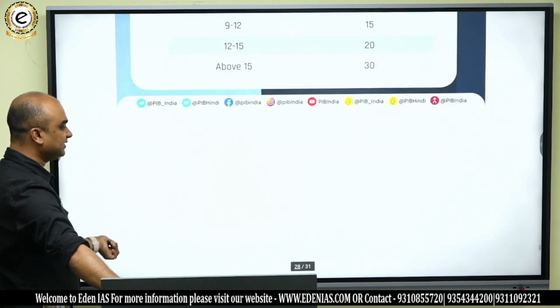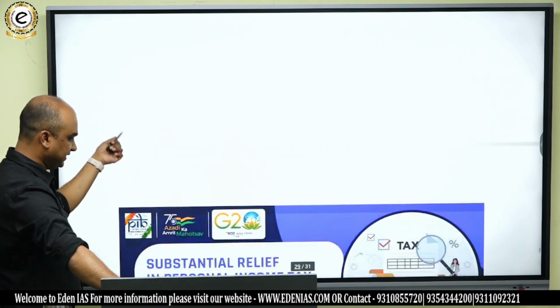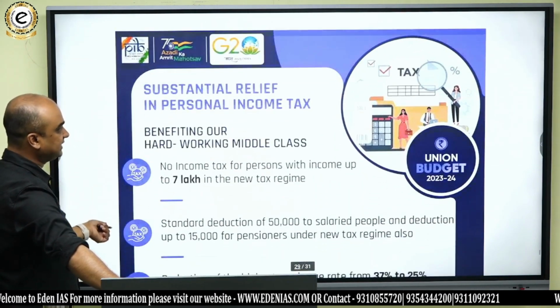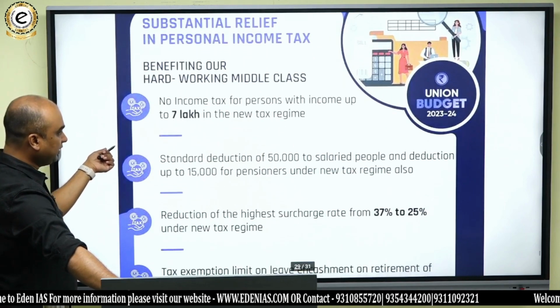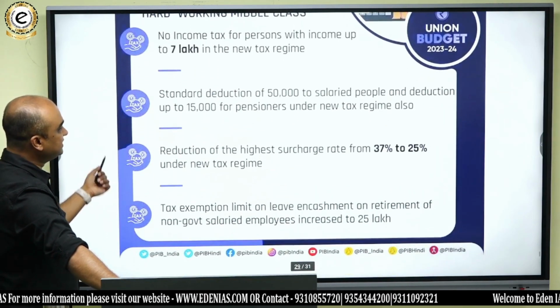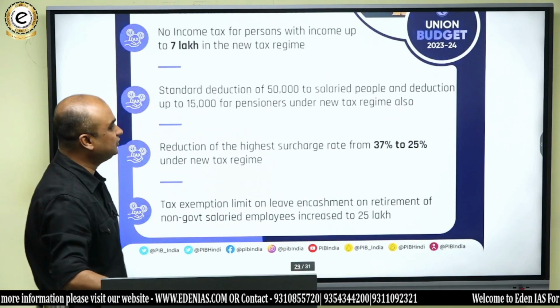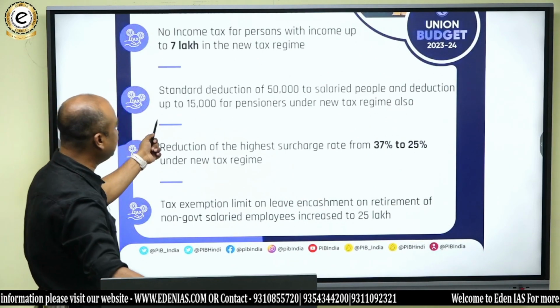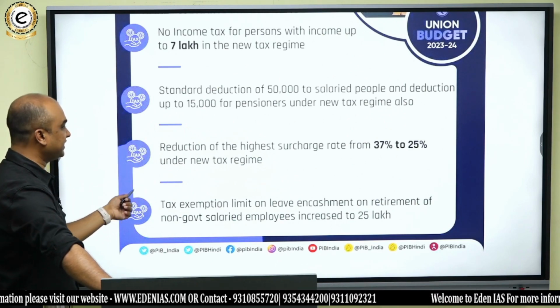But up to 7 lakh, there is no tax. For the middle class, it's a big news. No income tax for persons with income up to 7 lakh in the new tax regime. Standard deduction of 50,000 to salaried people and deduction up to 15,000 for pensioners under new tax regime.